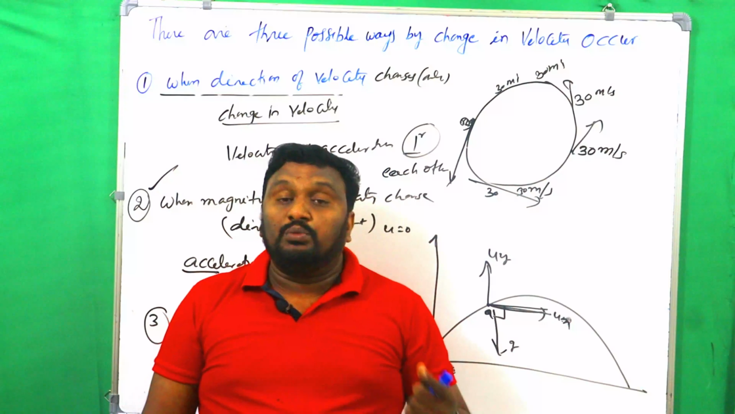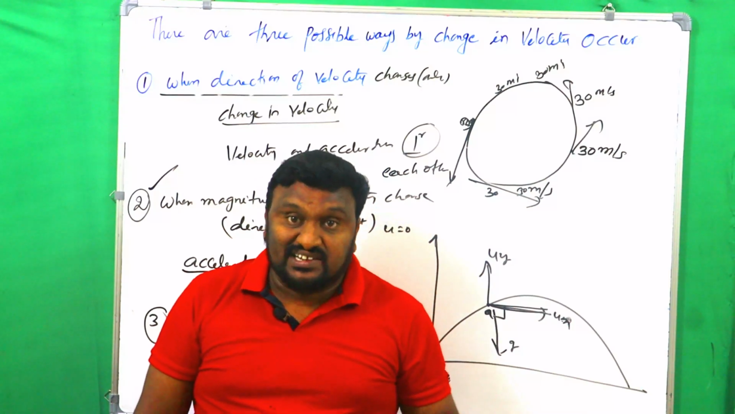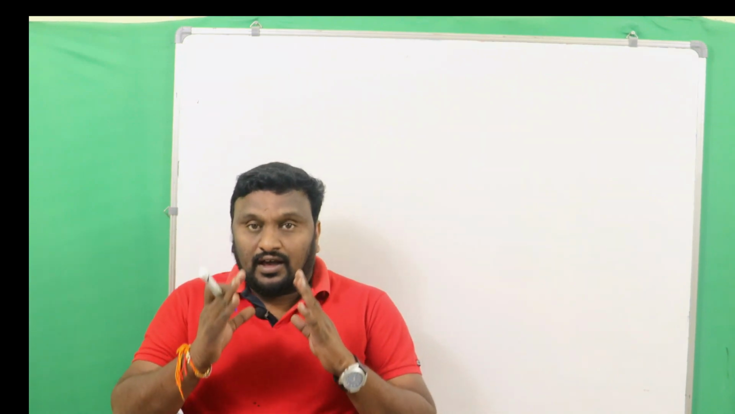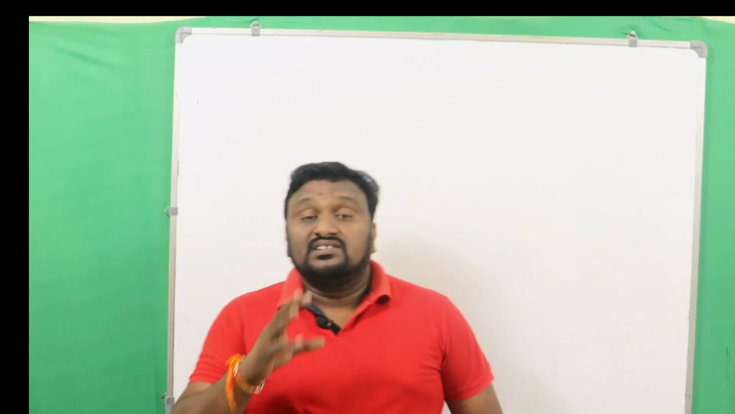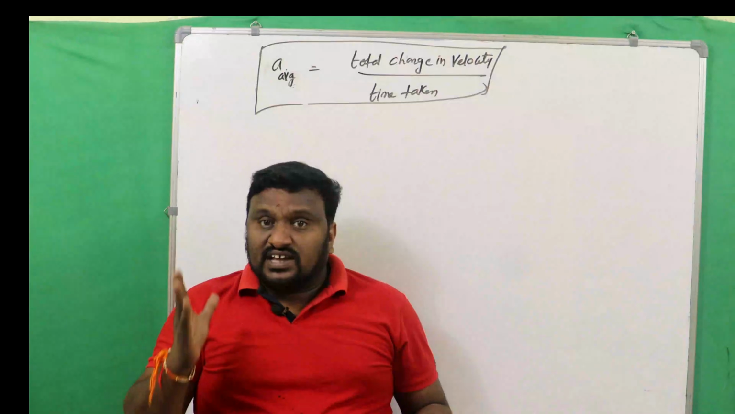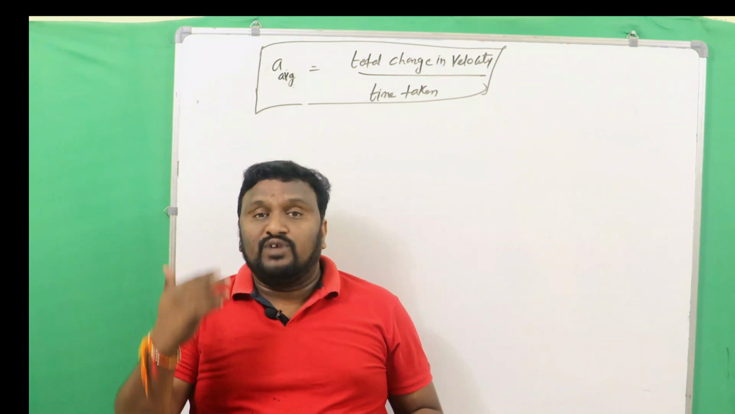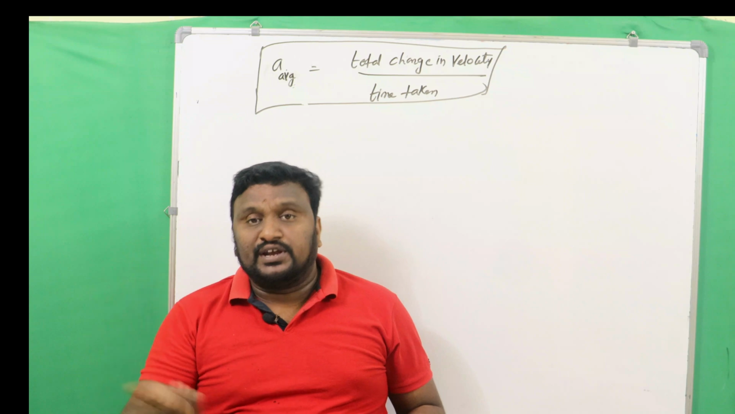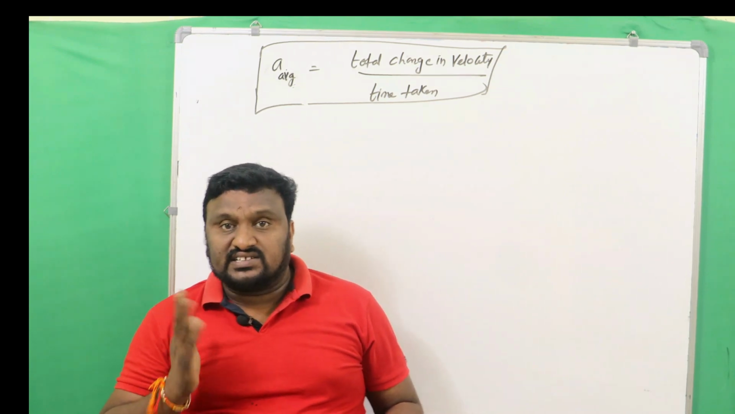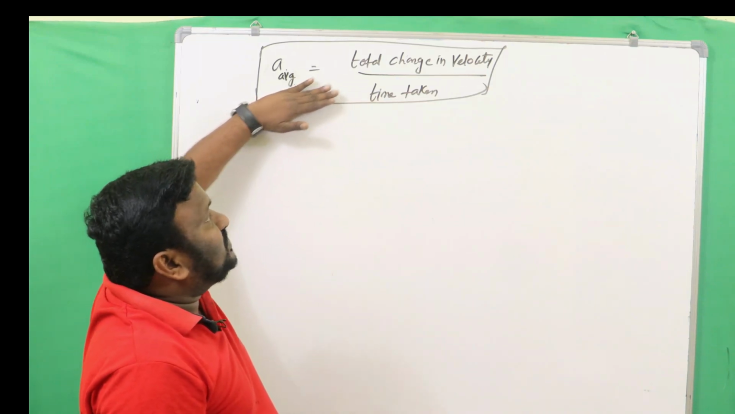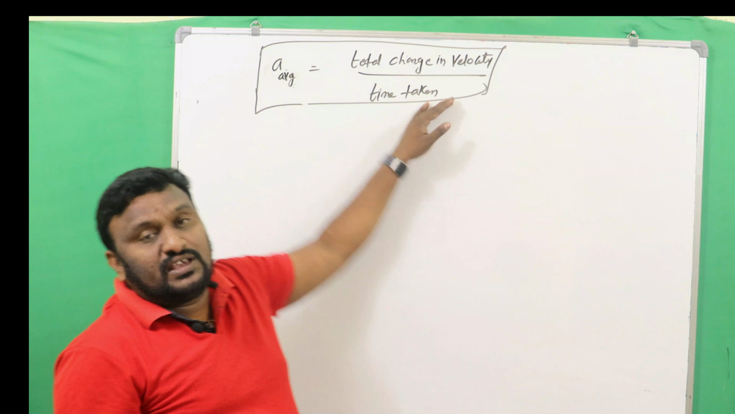When velocity changes, obviously the body can experience acceleration. I want to clarify one thing. What is the difference between average acceleration and instantaneous acceleration? What is average acceleration and what is instantaneous acceleration? So this acceleration, how can we define it? The ratio of the total change in velocity in a particular time interval is what we call average acceleration. Average acceleration can be shown by the formula a average equals total change in velocity by time taken.